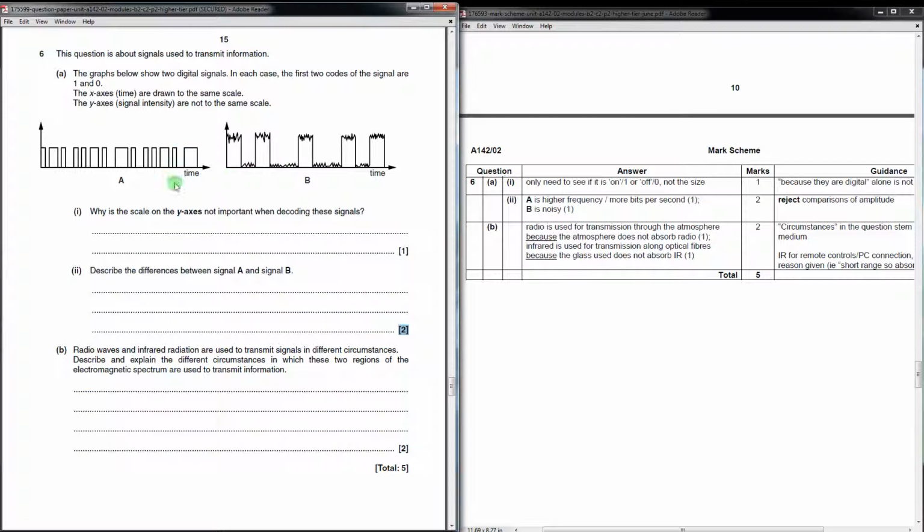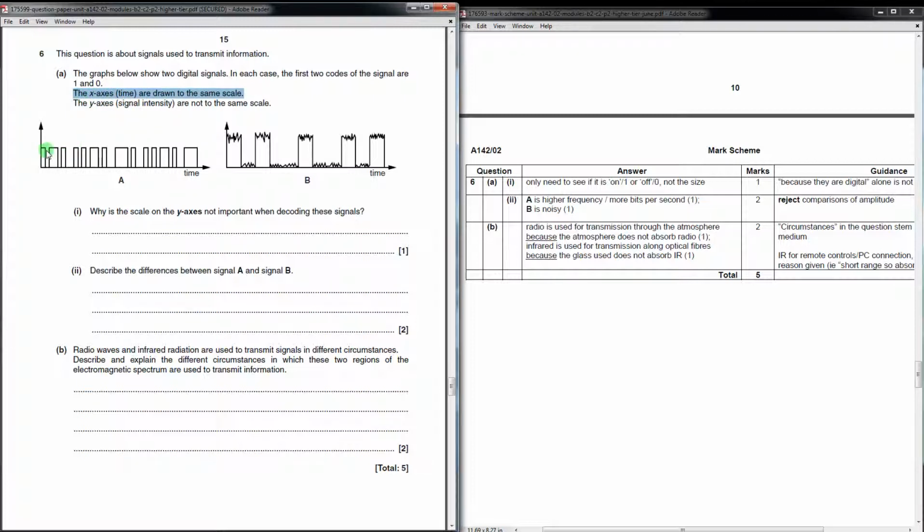And the other thing, and this is where we've got to be careful, right? We can't make any comparison about the signal intensity because it says they're not drawn to the same scale. So we don't actually know which one of these has got a higher signal intensity because of this statement here about them not being to the same scale. But we do know that the time axes are drawn to the same scale.